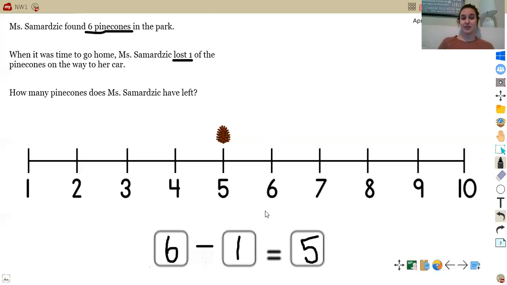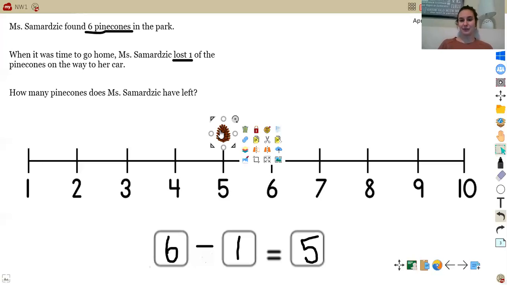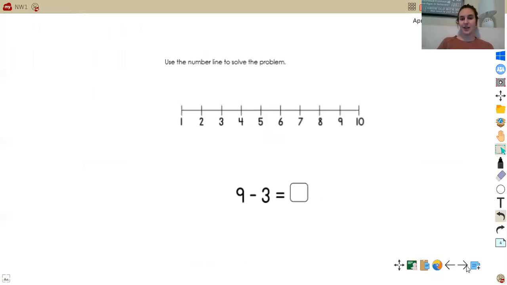5. So let's do that on our number line again. So I'm going to move back to 6. 6 minus 1 equals 5. 6 minus 1 equals 5. Great job, scholars.